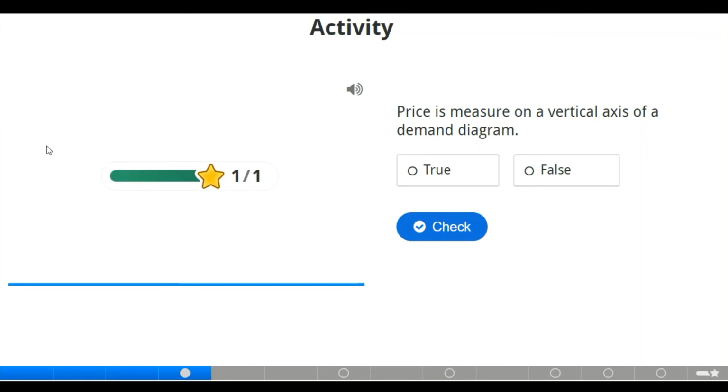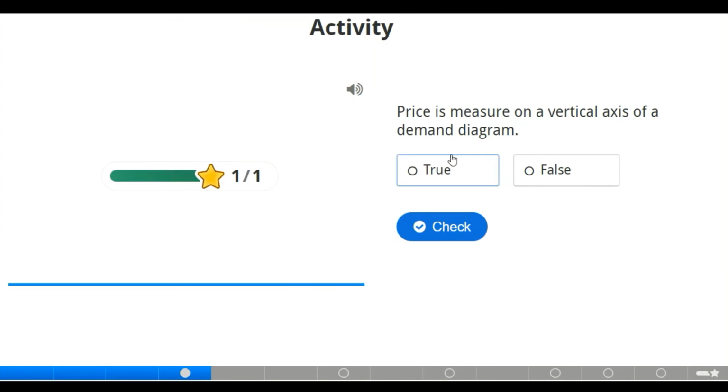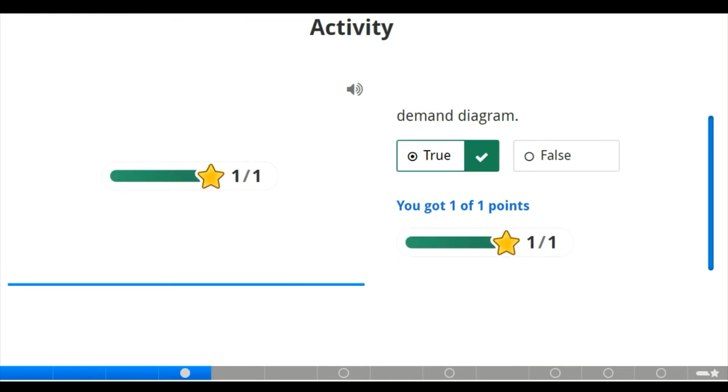Now move to the next activity. We have: price is measured on a vertical axis of a demand diagram. Is that so? Let us look at our previous graph. Is it price that is measured on the vertical axis? Yes, of course, price is measured on the vertical axis. So we have the answer to be true. Now let's check. Wow, that's good.